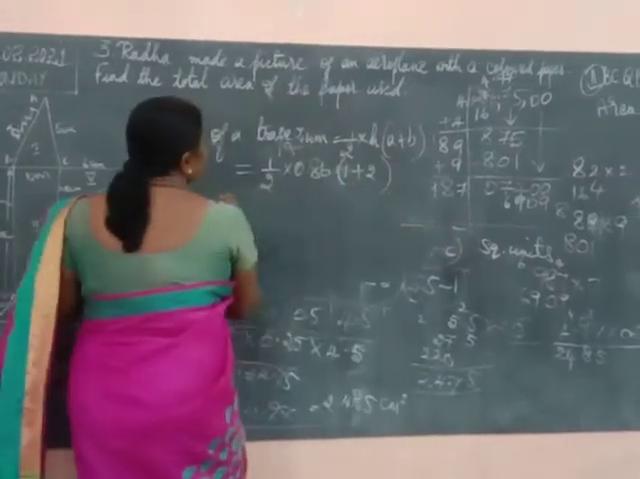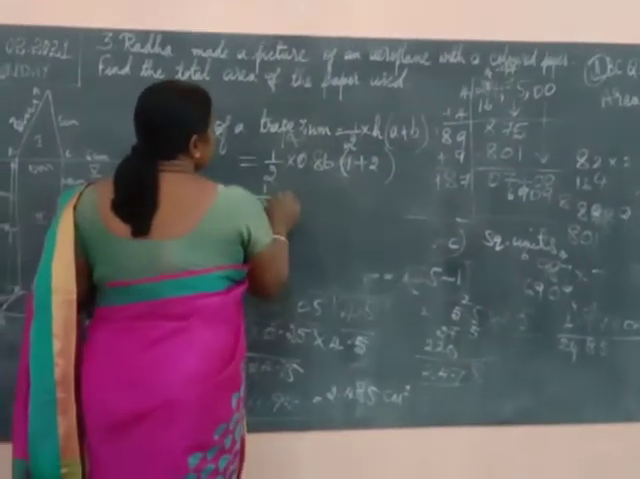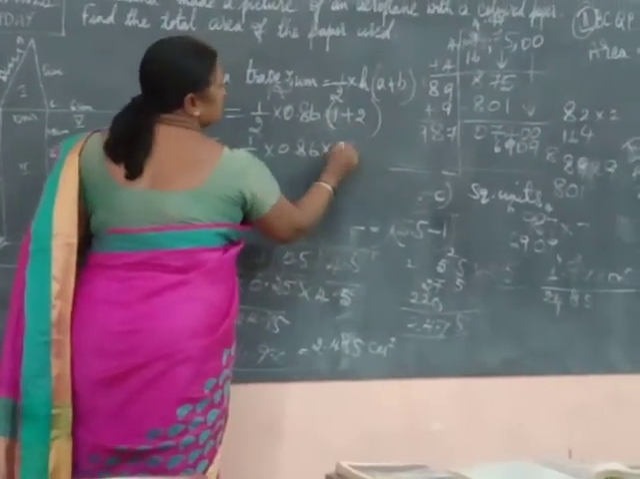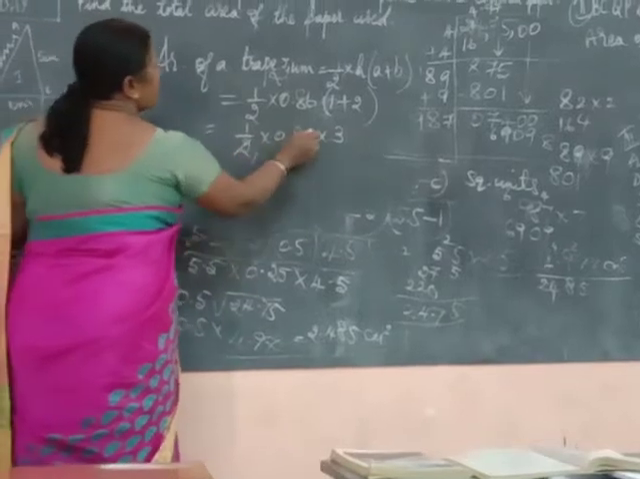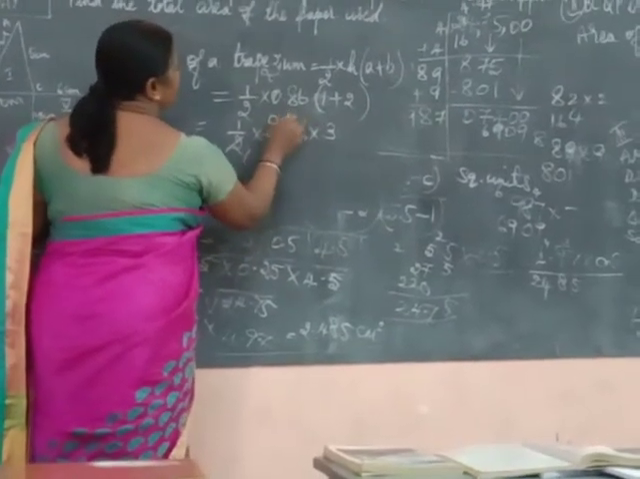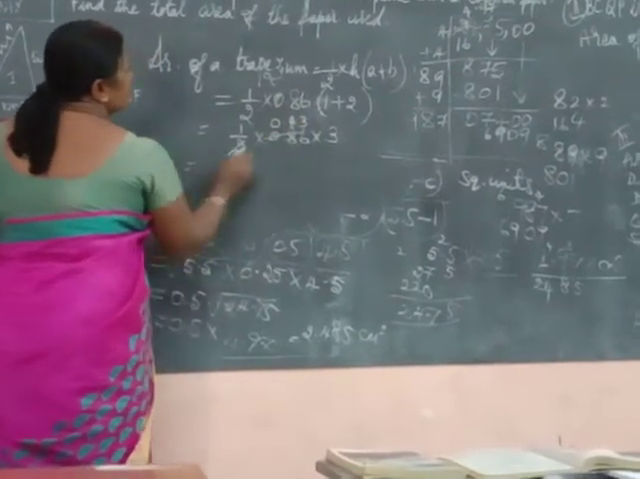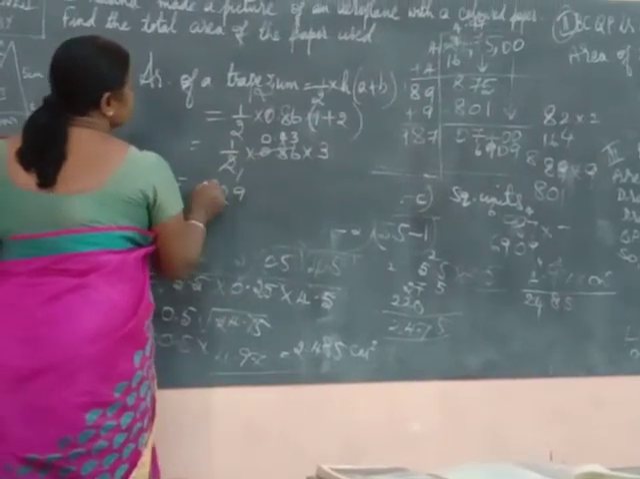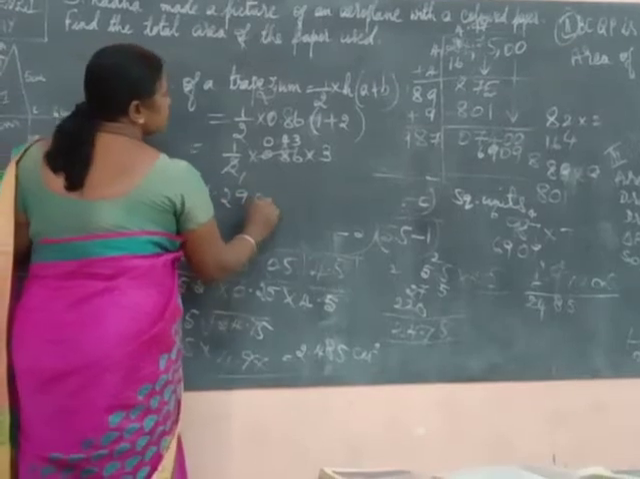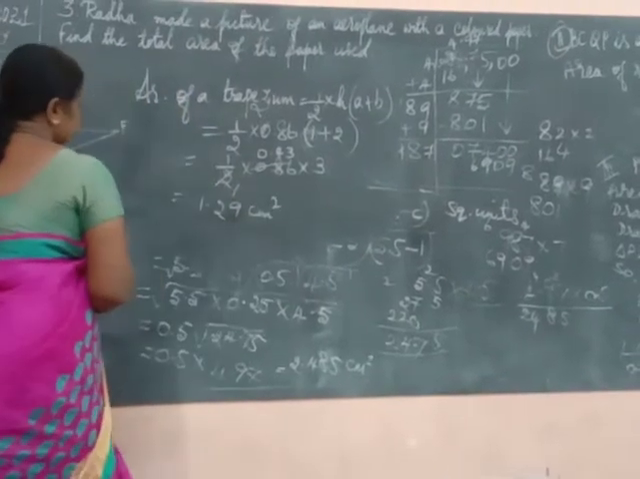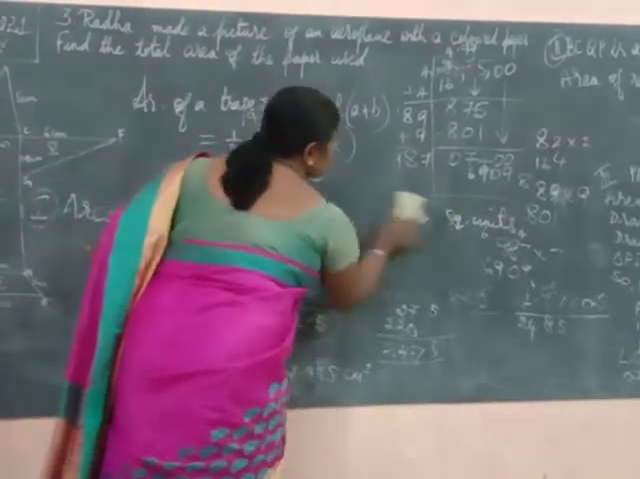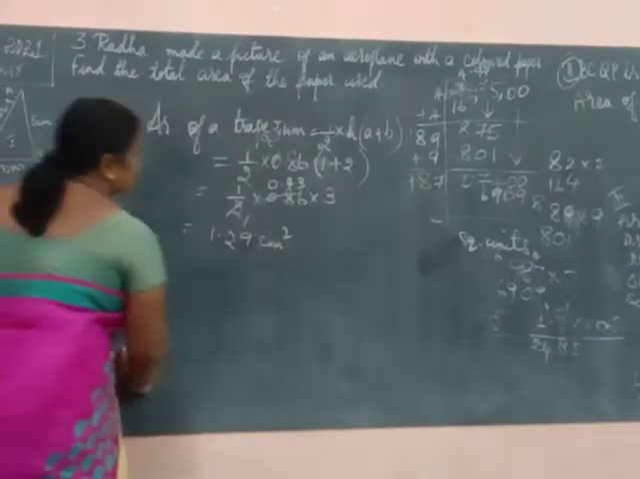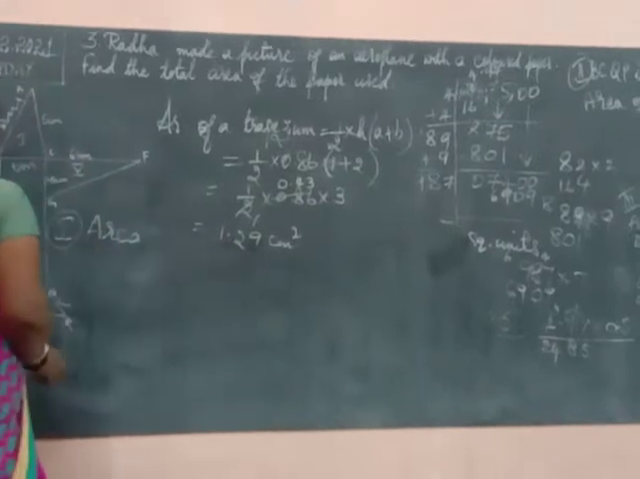Okay, now half into 0.86 into how much is this? 3. Okay, now 2 ones are 2, 2 fours are 8, 2 threes are 6. Now 3 threes are 9, 3 fours are 12, that is 1.29 centimeter square. Okay, this is the third part. Now let us move to the fourth part.